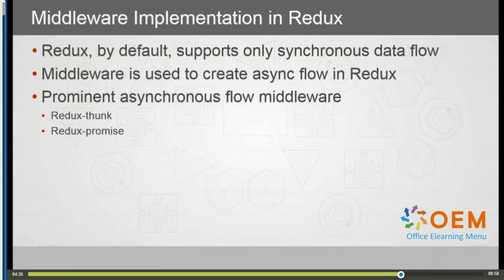Now let's explore how middleware can be used in Redux. By default, Redux supports synchronous data flow, but that may not always be the necessity. Sometimes we need async flow as well, and such async flow in Redux is provided by middleware. Now, in order to facilitate async flows in Redux, there are various middleware, of which the two most prominent ones are Redux Thunk and Redux Promise.